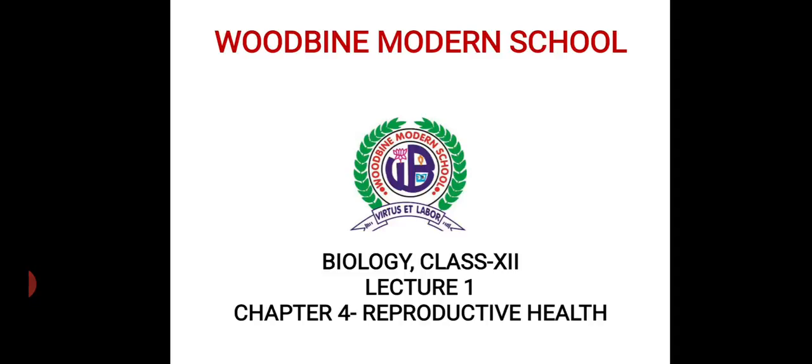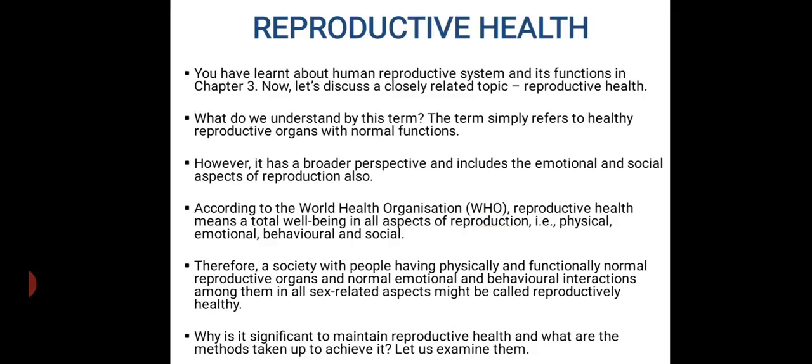This is your biology class of class 12th and it's lecture number 1 of chapter 4, Reproductive Health. So students, we have learned about the human reproductive system till now and the functions related to it. Now we'll be discussing one of the closely related topics, reproductive health. What do we understand? What does this reproductive health denote?